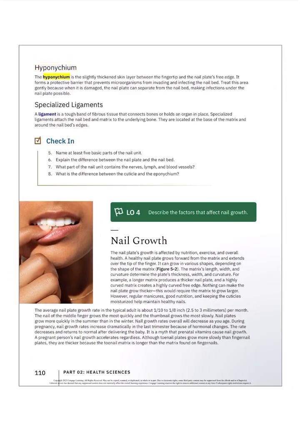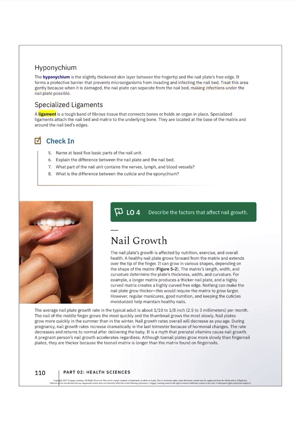Hyponychium. The hyponychium is the slightly thickened skin layer between the fingertip and the nail plate's free edge. It forms a protective barrier that prevents microorganisms from invading and infecting the nail bed. Treat this area gently because when it is damaged, the nail plate can separate from the nail bed, making infections under the nail plate possible.